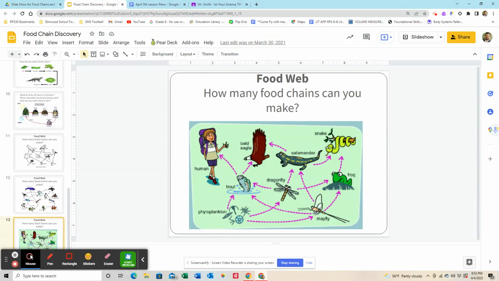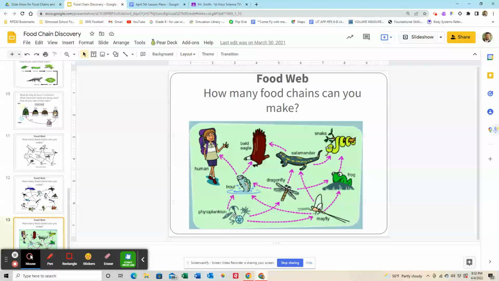So we got phytoplankton, mayfly, frog, snake, right? That's 1. Phytoplankton, mayfly, salamander, snake. That's 2. Phytoplankton, mayfly, salamander, bald eagle. That's 3. Phytoplankton, mayfly, trout, bald eagle. That's 4. Phytoplankton, mayfly, trout, human.